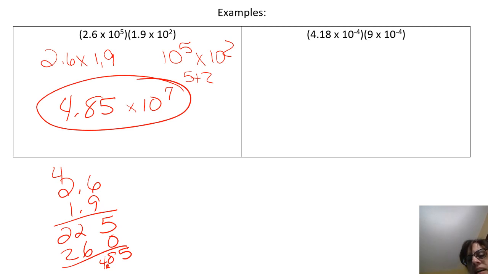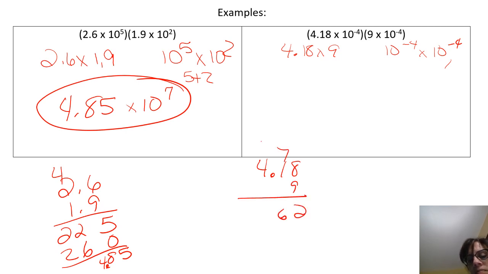All right, our second example, we will rearrange the problem to put the c values together and then the exponents together, or powers of 10 together, I should say. All right, do our multiplication. I need 4.18 times 9. So we get 37.62, which we already know is too big.